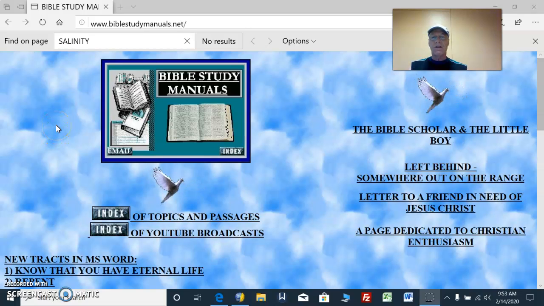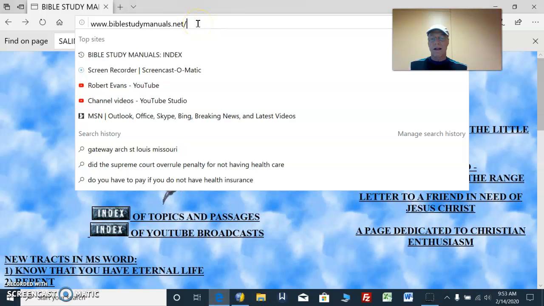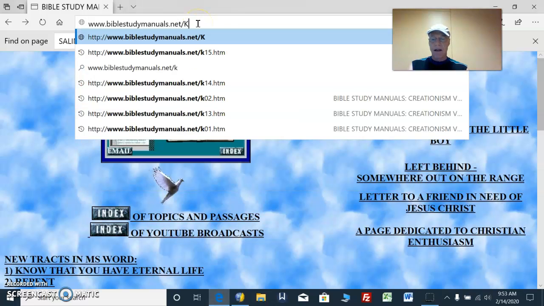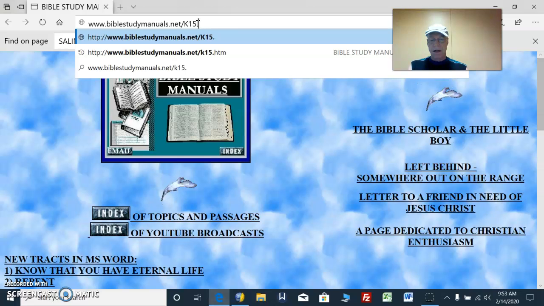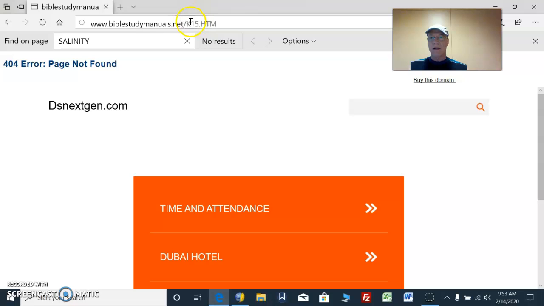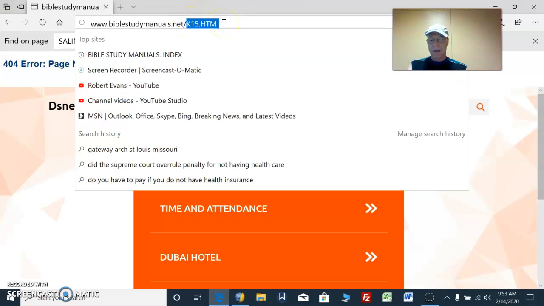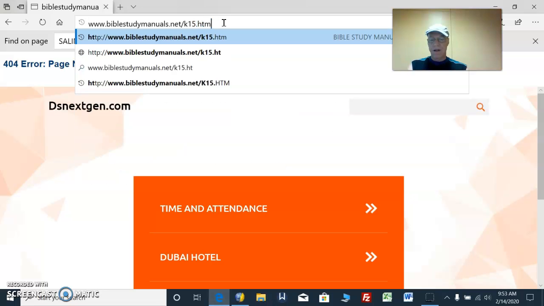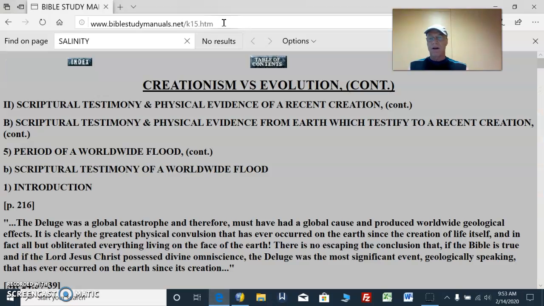How much salt is in the sea that points to either one? We can go to there. Let's go with this file name, K15.htm. Oops. Guess we got to take out the caps. How about that? K15.htm. There you go. Caps make a difference.